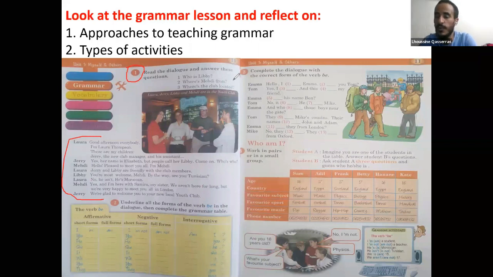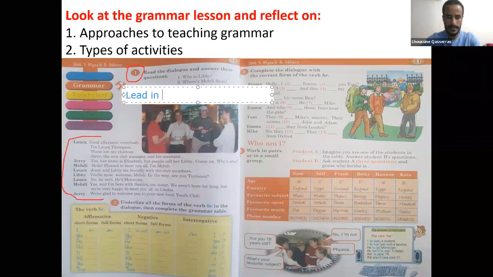Leading questions. We call them lead-in questions or focus questions. So please remember, lead-in or focus questions, because they will elicit information about the main structure, the main content of the lesson. All right. So we call them lead-in questions or focus questions. Okay. Nice. Now, number two.